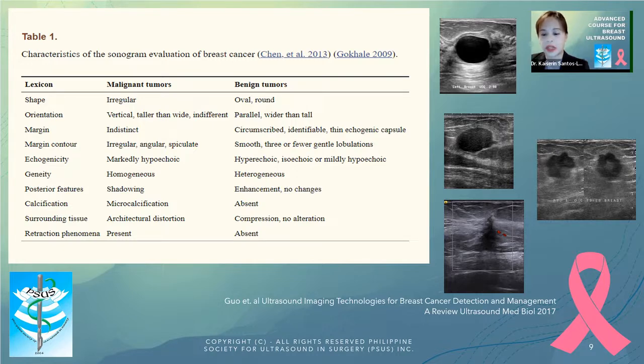For calcifications, microcalcifications are not usually seen on ultrasound. So what we see are the benign macro, or these are the popcorn-like calcifications. And with the surrounding tissue, usually for malignant, there are architectural distortions or evidence of desmoplastic reaction in the form of sometimes a halo. For benign, there usually are no alterations.